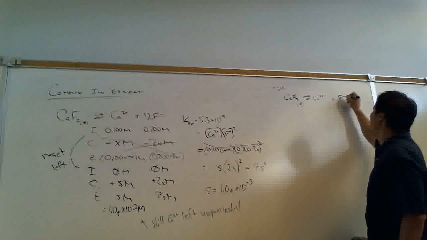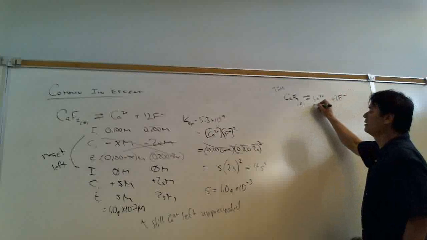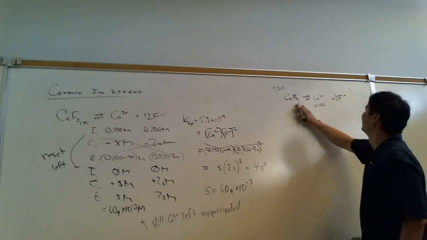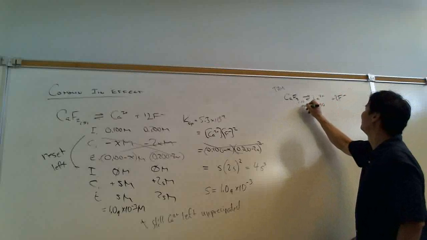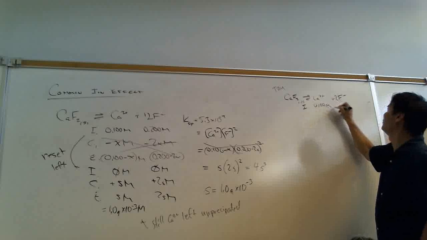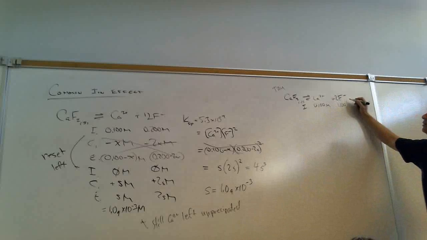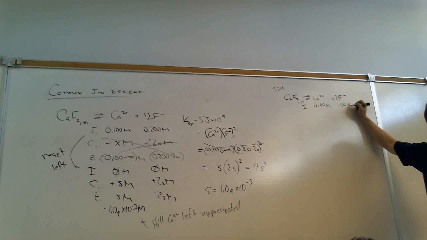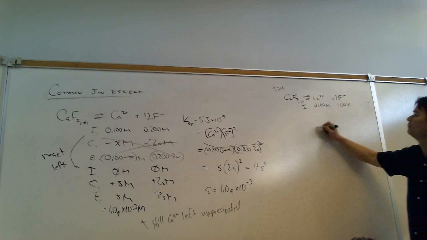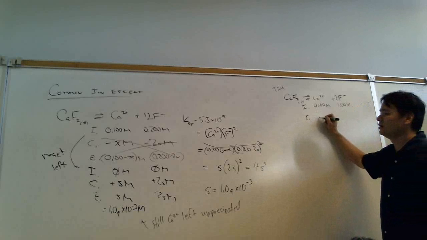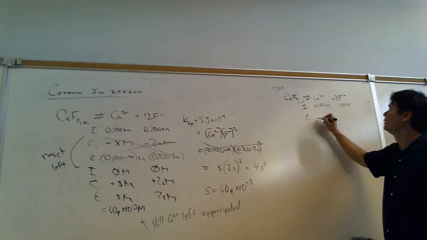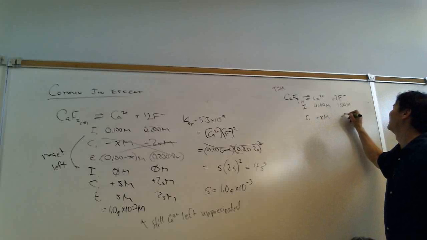And so I'm going to just start this problem over again. And here I'm going to go 0.100 molar. I'm trying to precipitate this all out, 0.100 molar. But this time I'm just going to go 1.00 molar. That should precipitate it all out, right? And so what is the change going to be here? Minus x, minus 2x.